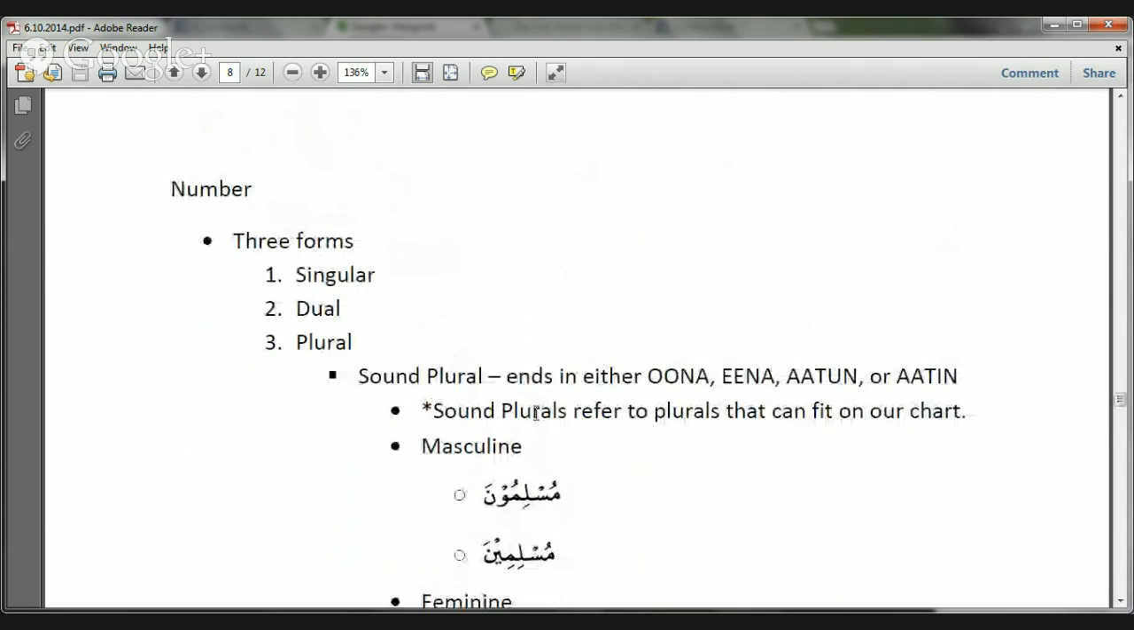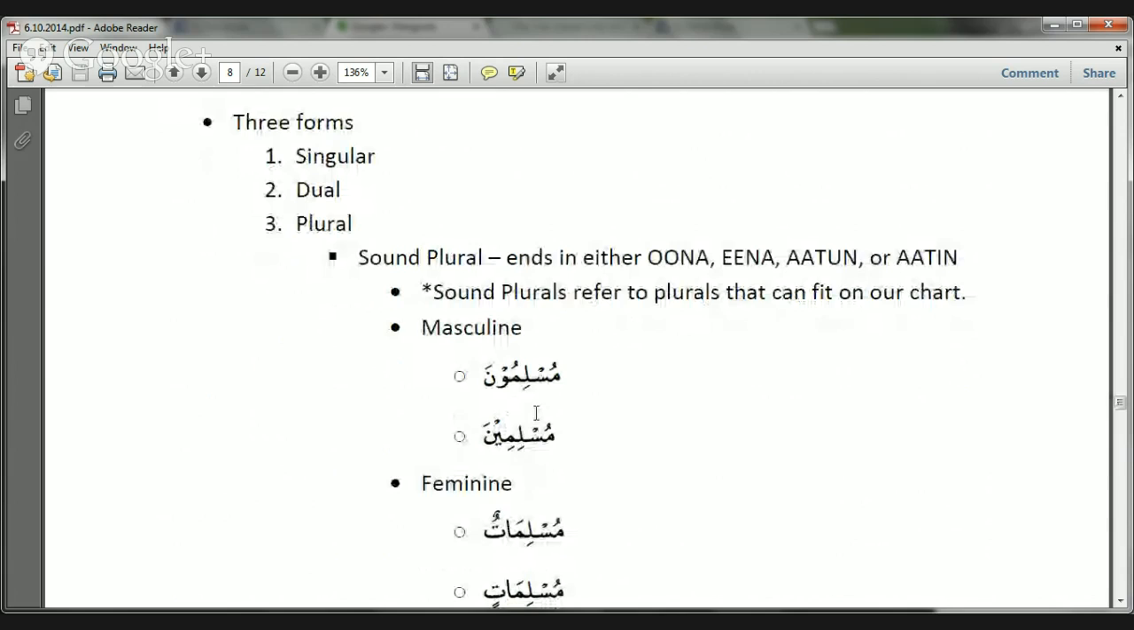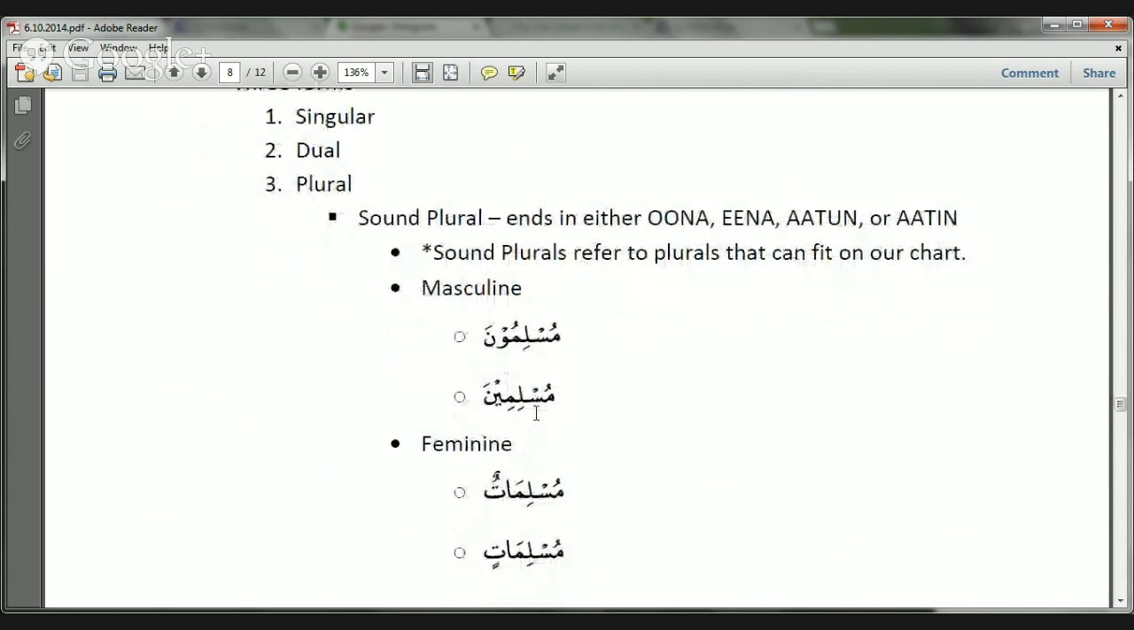The first one are sound plurals. Sound plurals are those that end in una, ina, atun, or atin. To dumb it down, it's on the chart which we went over. And then sound plurals can be broken down into what? Either masculine or feminine. Sound plurals can be broken down into masculine or feminine.